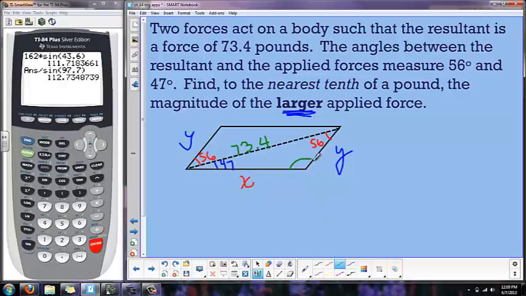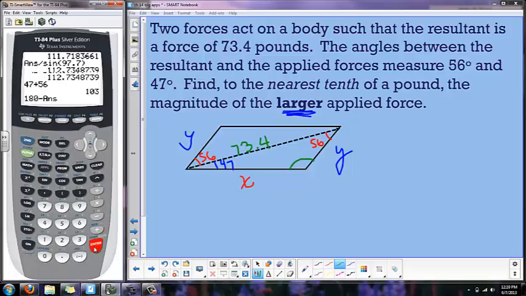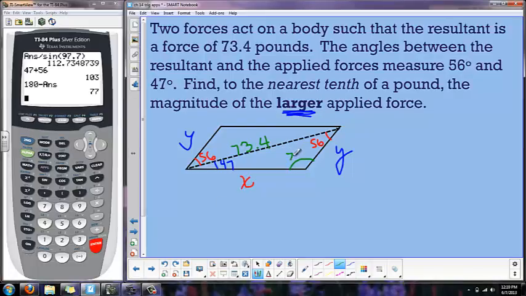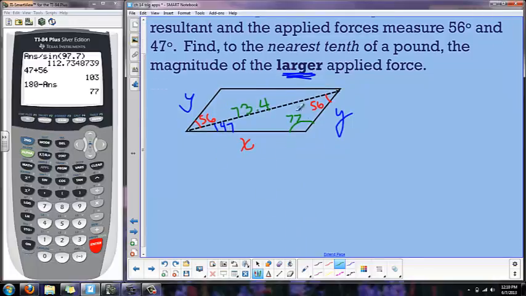So I can also figure out what this third angle is by doing 47 plus 56 is 103, so 180 minus 103 gives me 177. Oh, I'm sorry, 77. Oh my gosh, I'm losing my mind. And then let's do law of sines to figure out what these sides are equal to.